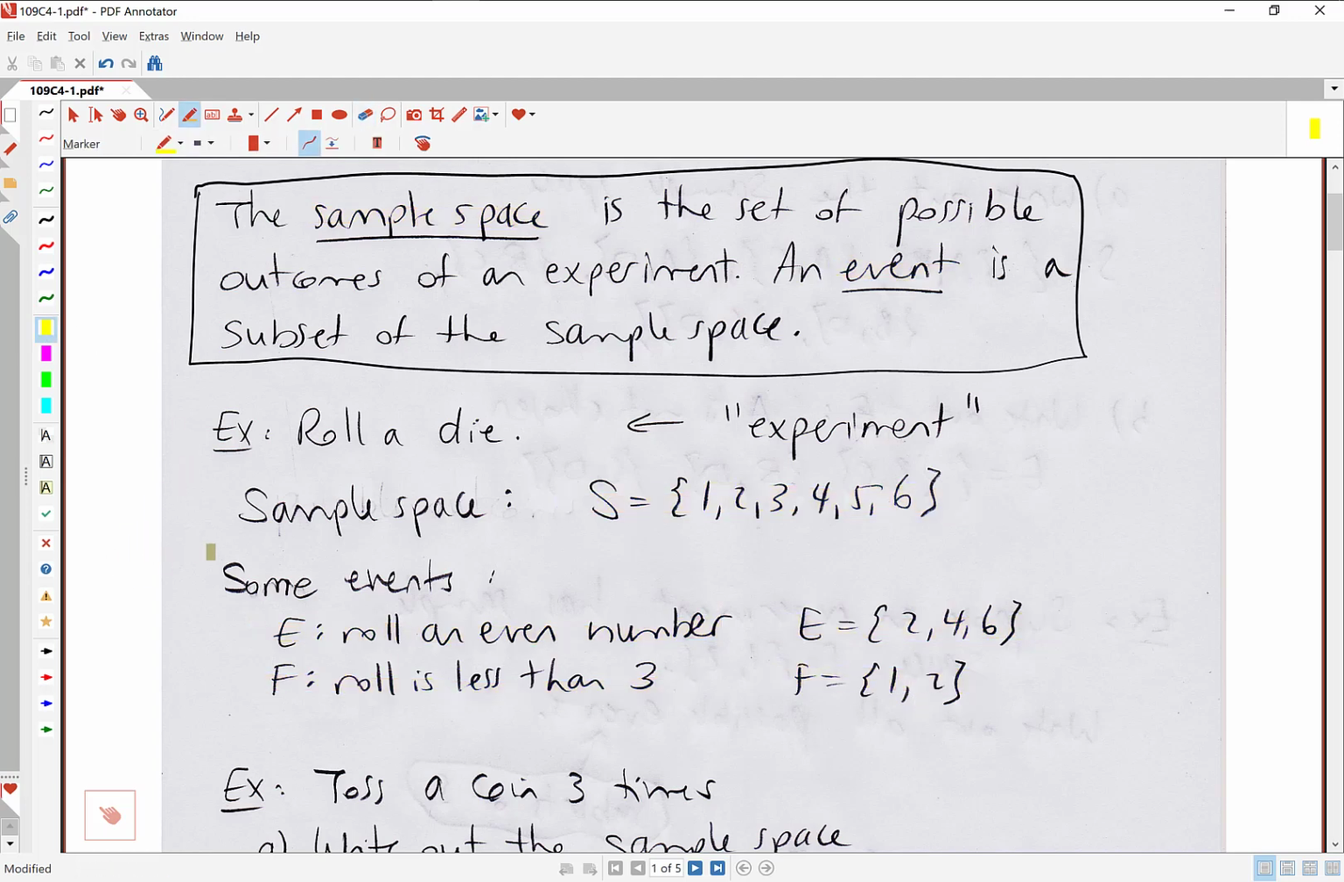So what's important at this point is that if we're talking about a sample space or we're talking about some events, these objects are sets. If we're talking about the sample space, we use the letter S to represent the set of all possible outcomes. And if we're talking about an event, we usually call it capital E or capital F. So these events, E and F, will always be subsets of our sample space.